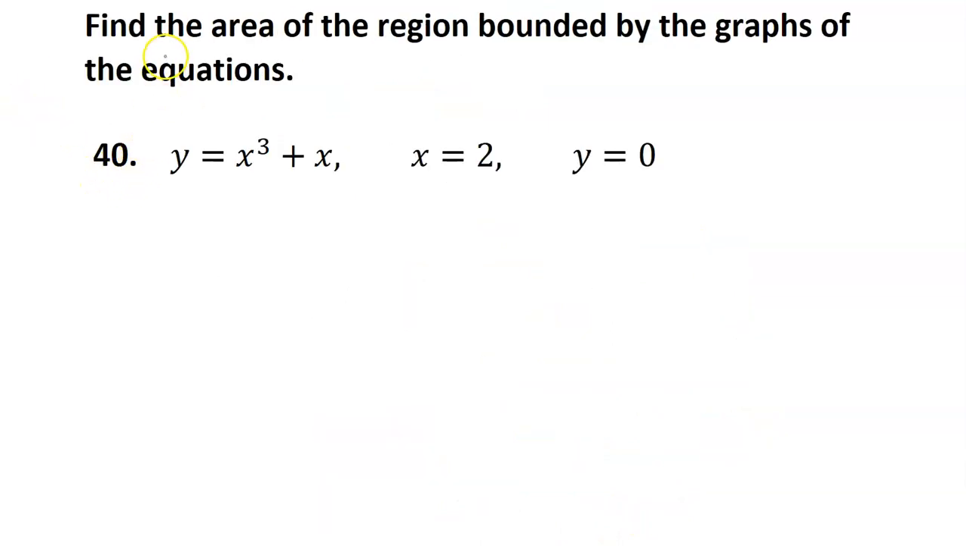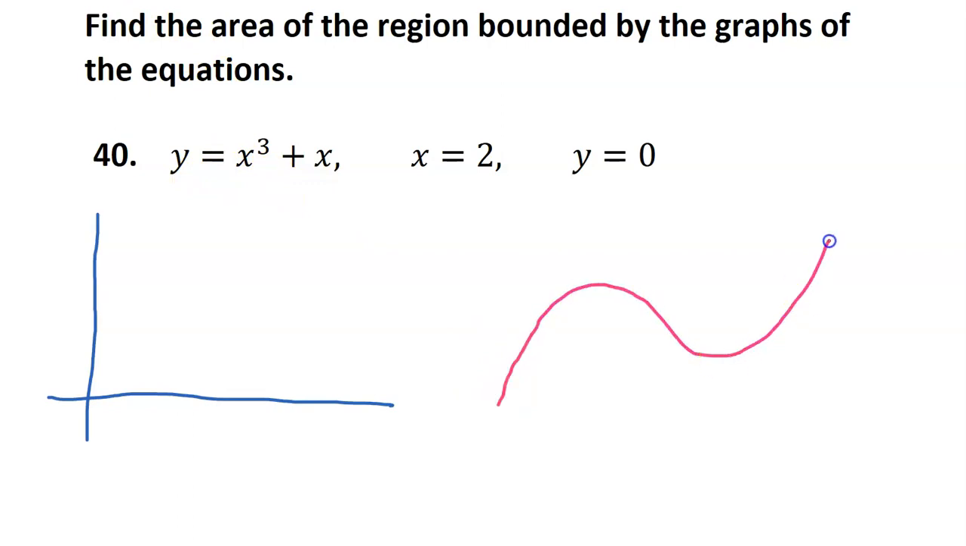For problem number 40, we need to find the area of the region bounded by the graphs of these three equations. Let's go ahead and draw a sketch so we can visualize the area that we are trying to find. Let's start with the cubic function. We know that a cubic function with a positive leading coefficient has this type of behavior. But we need to know where this graph touches the x and y axis so we can picture the boundary of the area. So let's talk about the x and y intercept of this cubic function.